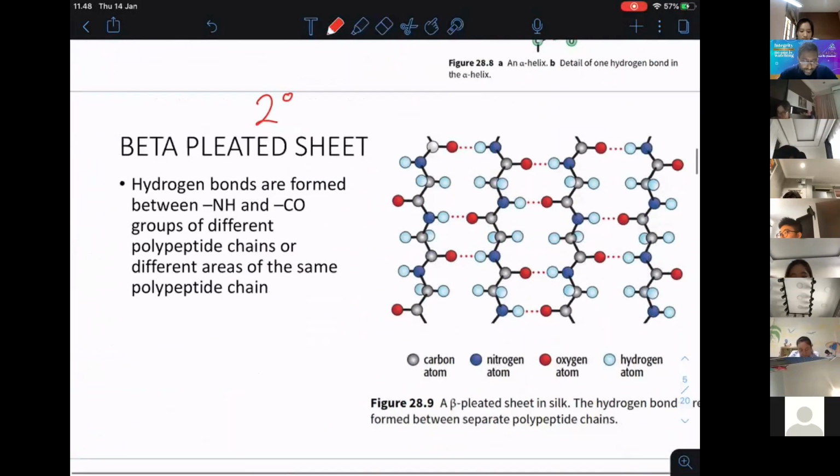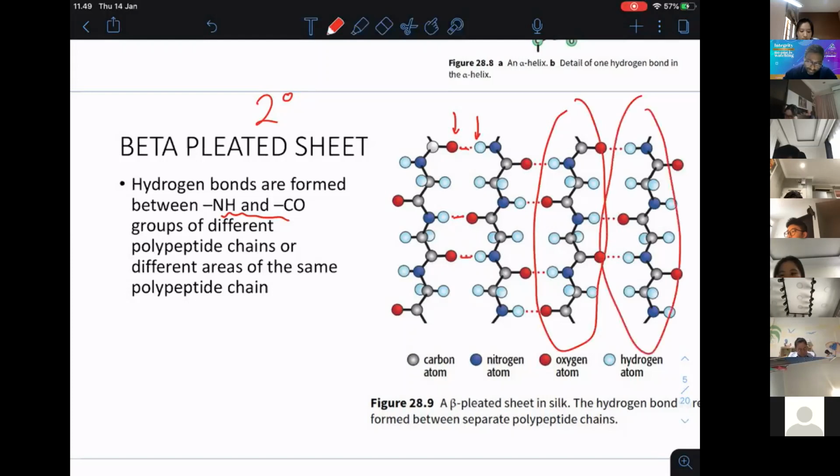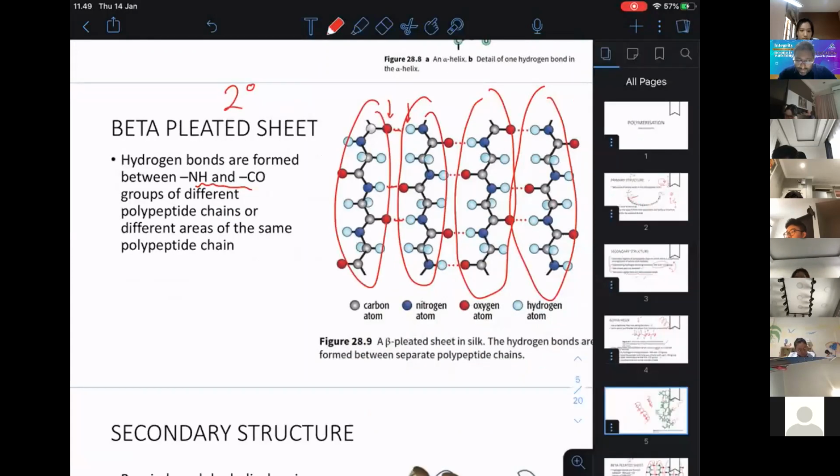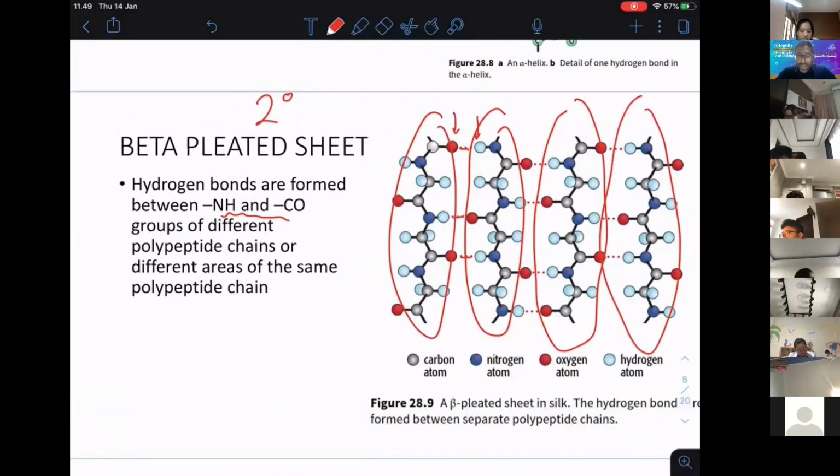Now the hydrogen bonds are formed, again similar NH and CO. They put it in this way so that it is easier to see. So this is the hydrogen bonding, between different polypeptide chains or different areas of the same polypeptide chain. If you look at this, it is like your graphite, something like layers, and the layers are connected or stabilized by this hydrogen bonding.